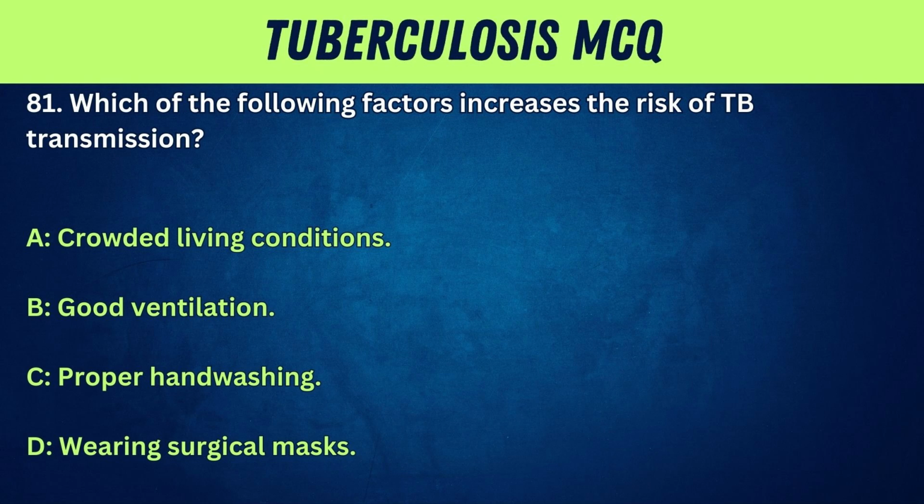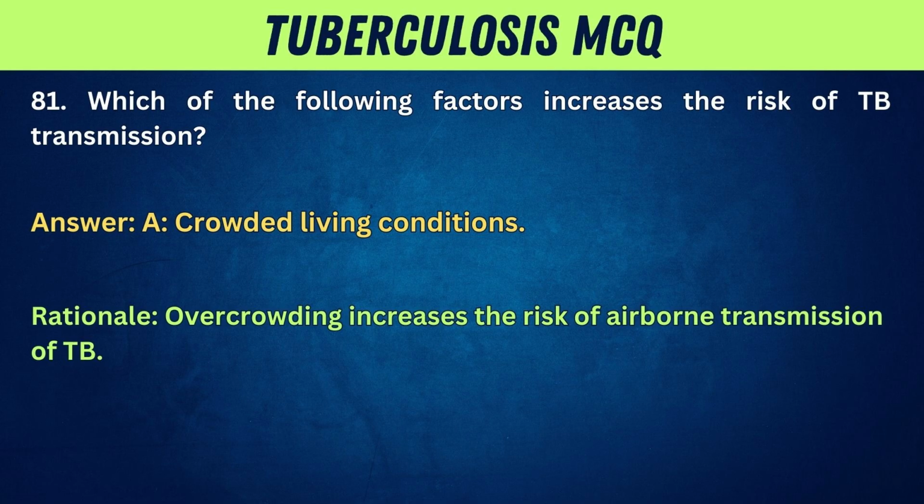81. Which of the following factors increases the risk of TB transmission? A. Crowded living conditions. B. Good ventilation. C. Proper hand washing. D. Wearing surgical masks. Answer: A. Crowded living conditions. Rationale: overcrowding increases the risk of airborne transmission of TB.